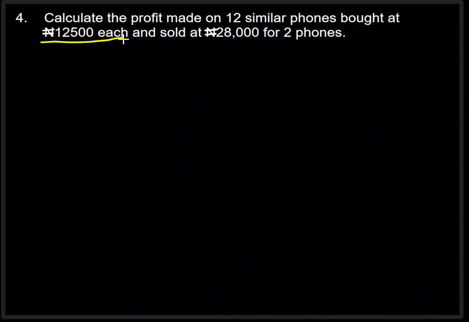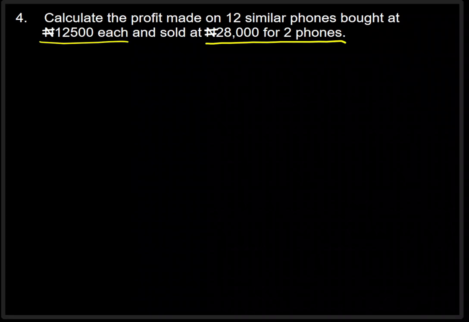Please, when you see this, you must be very careful with it. All right. So the phones were bought at 12,500 naira each. So 12 phones are bought at 12,500 naira each and sold at 28,000 for two phones. Now look at the rate of selling. For every two phones, it's being sold at 28,000.